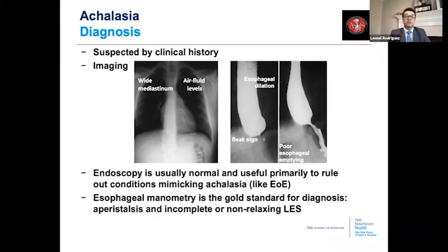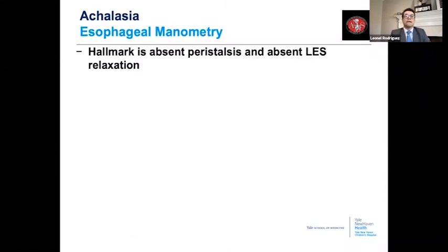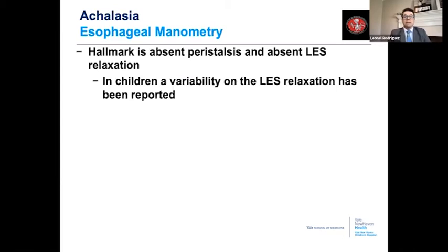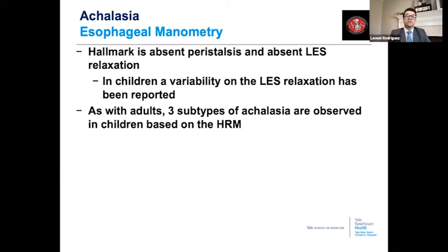Esophageal manometry is the gold standard for diagnosis, demonstrating aperistalsis and incomplete or non-relaxing lower esophageal sphincter. The hallmark is absent peristalsis and absent LES relaxation. This can be very variable in children. There are reports showing that up to 40% of the patients can have normal LES relaxation. As with adults, there are 3 subtypes of achalasia that are observed in children based on high-resolution manometry.